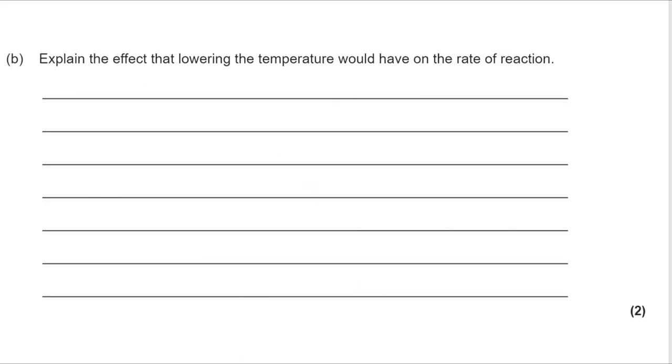Moving on to part B, the effect of lowering temperature on the rate of reaction. Now it's only 2 marks, you don't need to write down a huge amount at all. Firstly, it would decrease the rate, lowering the temperature. Fairly straightforward mark to pick up.